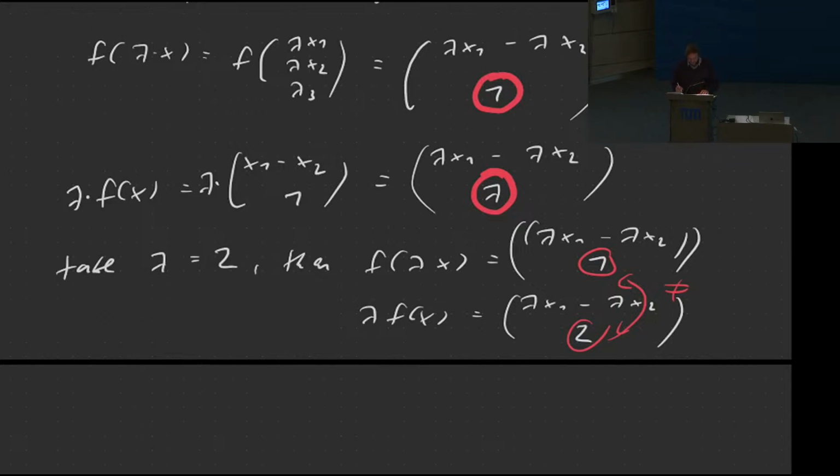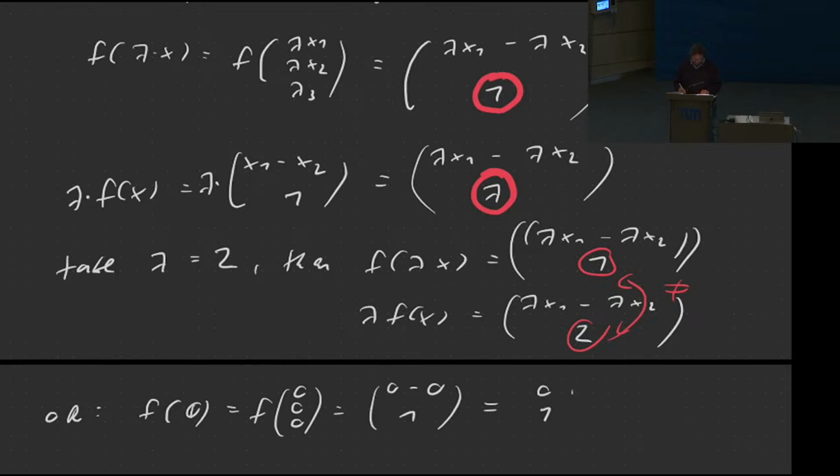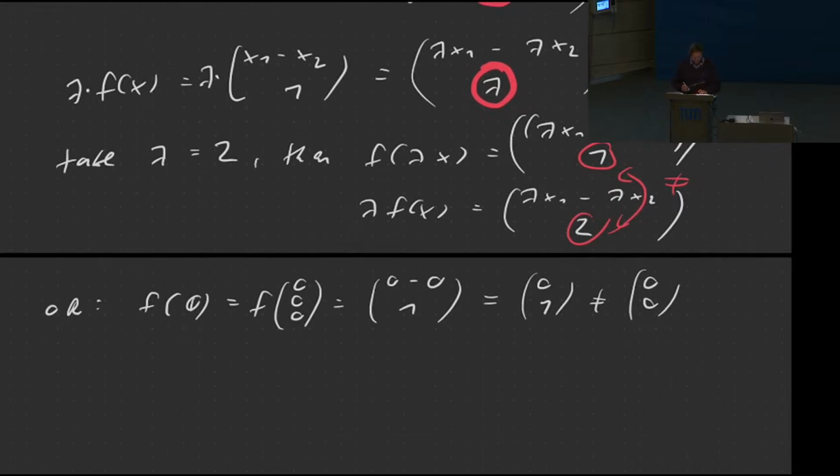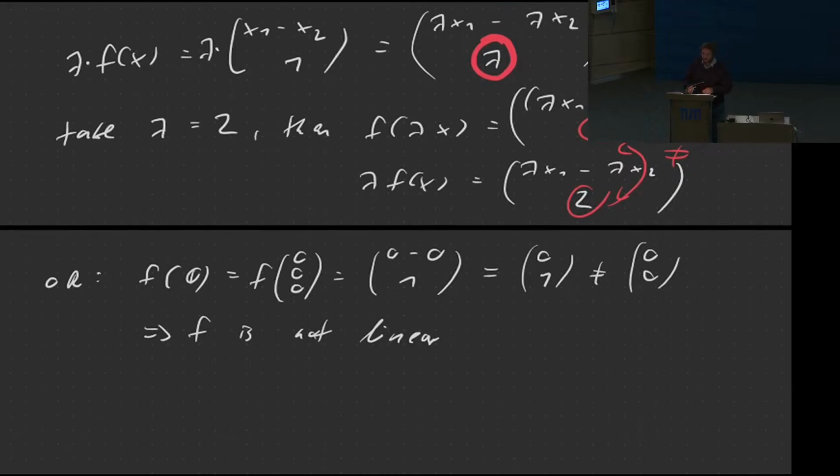And of course, in this case, you could also make an argument by taking a look at the 0 vector, right? So I have f of 0, 0, 0. Well, what is that? That is 0 minus 0 and 1. And this is 0, 1. And this is not the 0 vector in the codomain, right? So this already shows that f can't be linear. And in this case, you could also use a sum property to get a counterexample, but I think we don't have to go for that.